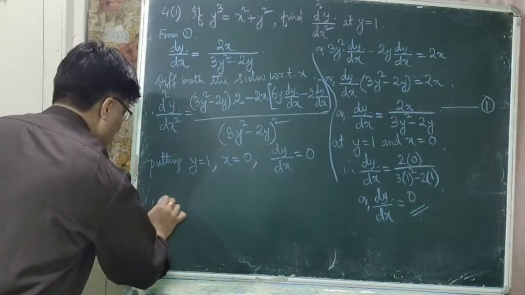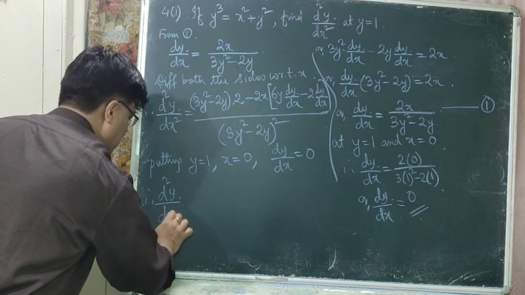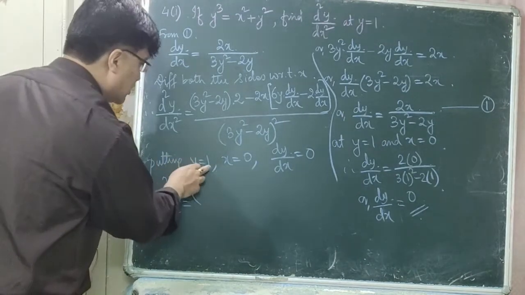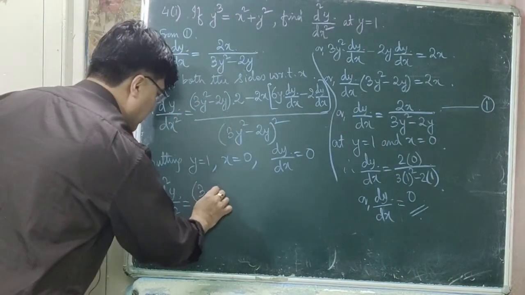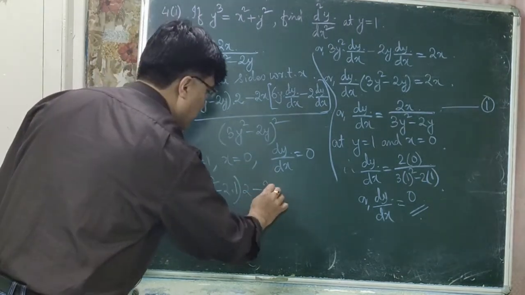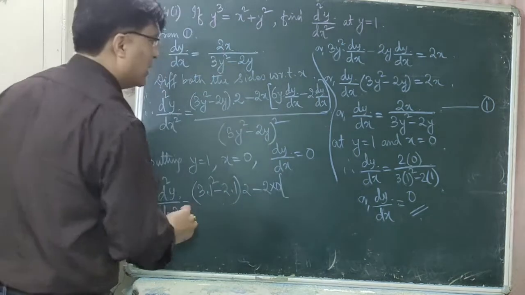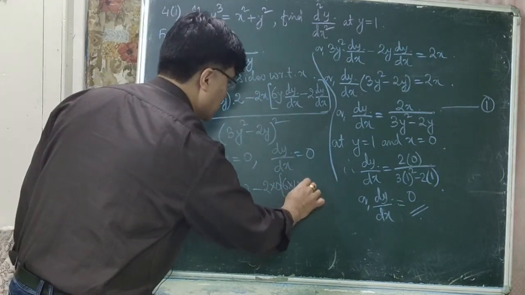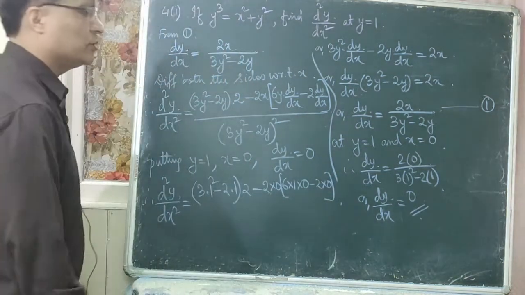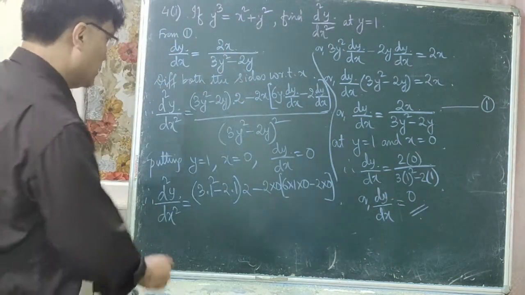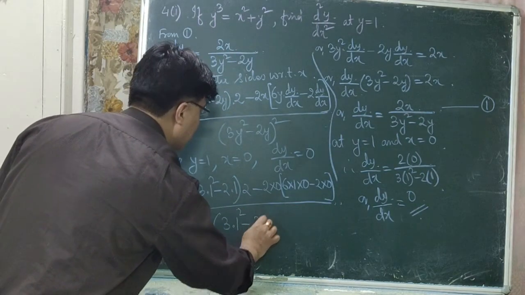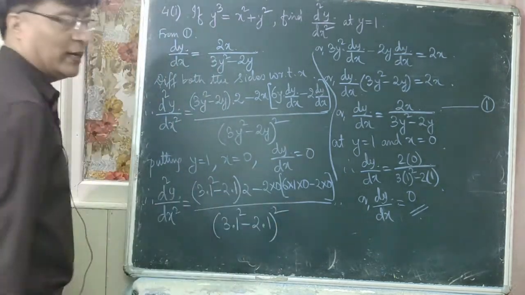So therefore d2y by dx square is equal to, now within the bracket, y is equal to 1 is there, 1 whole square, 3 into 1 whole square minus 2 into 1 into 2 minus 2 into 0 within the third bracket, 6 into 1 into dy by dx, which is also 0, minus 2 into 0, third bracket is closed. Is that clear now? Whole divided by, in the denominator, 3 into 1 square minus 2 into 1 whole square.